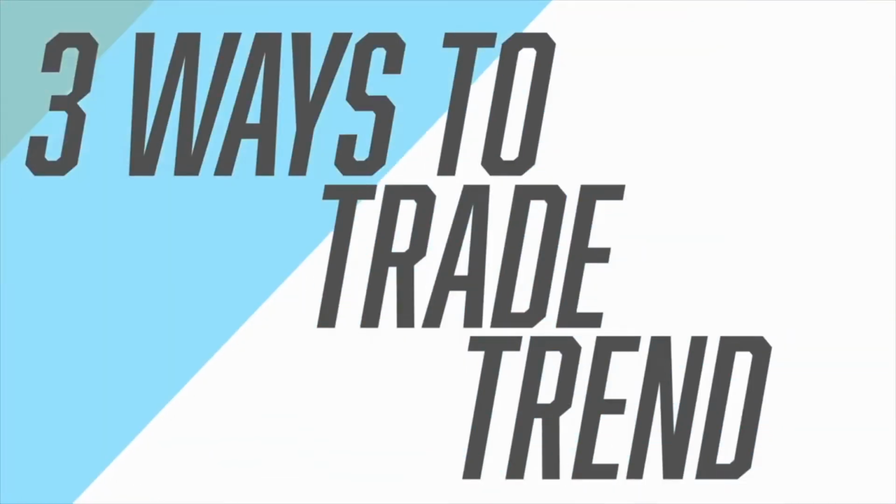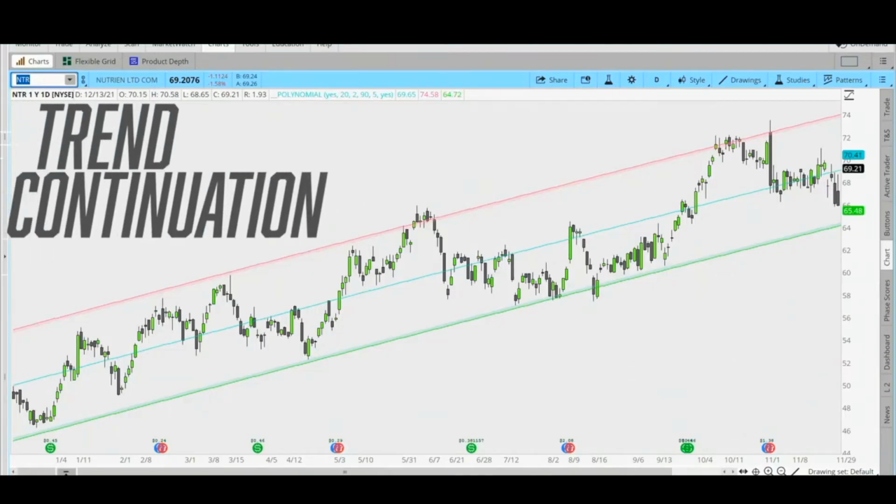Now that we've seen 4 different looks at the polynomial and the channel and what happens with the trend and how it turns, goes from trend continuation, uptrend, to trend reversal, from uptrend to downtrend, then downtrend continuation into reversal, downtrend to uptrend reversal. I know it seems like a lot, but let's break it down because really there's only 3 ways to trade that. The first is trend continuation.